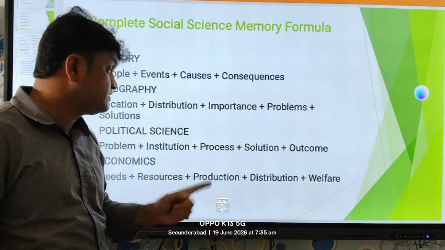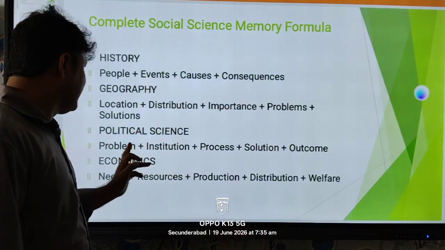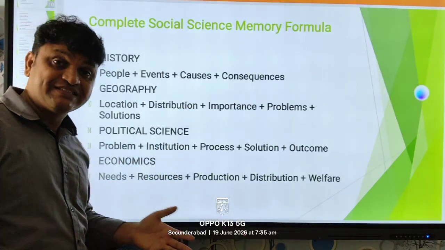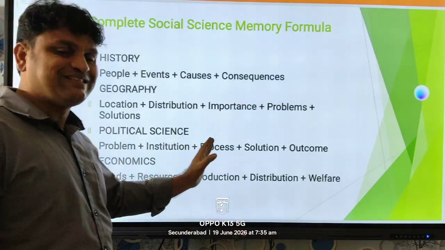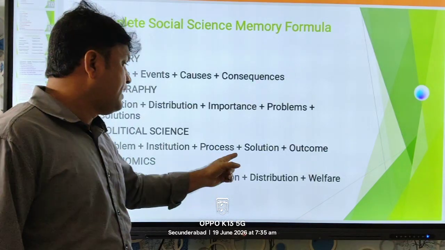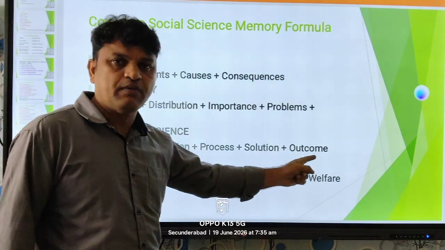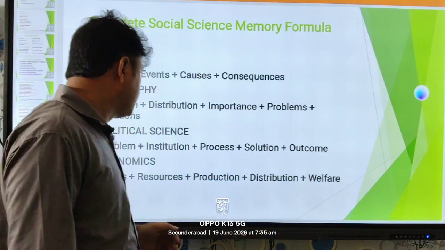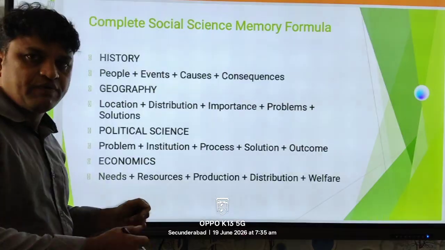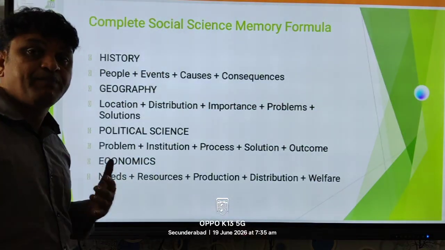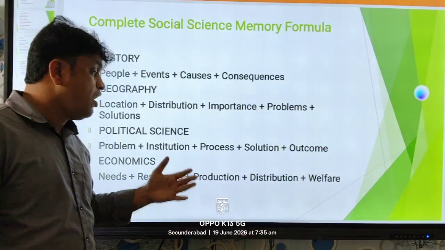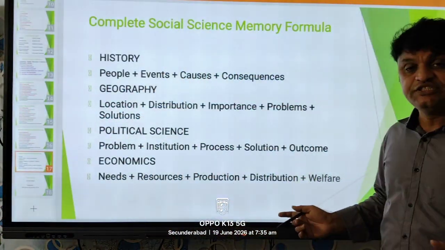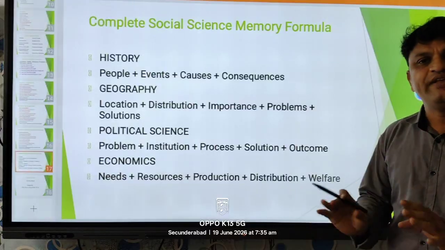If you look at the political side, what are the problems people are facing? What are the institutions which can address the people's problems? What is the process, the institutional arrangement, the solution, and finally the outcome? Outcomes like transparency, accountability, responsibility, responsiveness, everything comes under this. Economics, we have just discussed. What are the people's needs, what resources do we have, how do the production activities take place, how does the distribution take place, and finally how does the welfare activity take place.